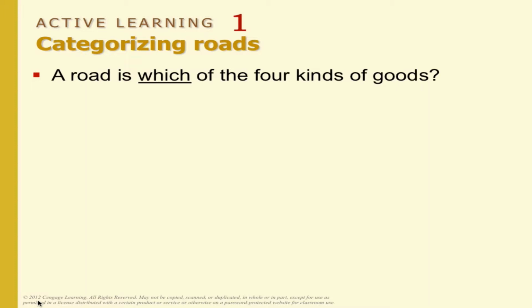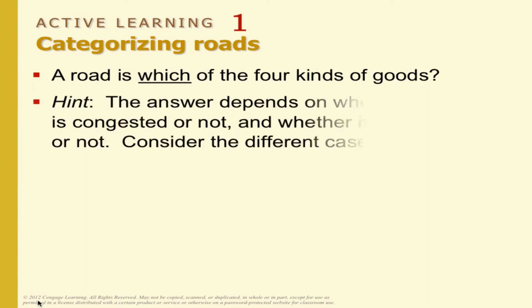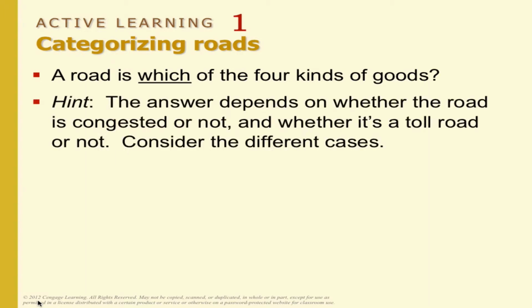Categorizing roads. Which one of those four kinds of goods is a road? Is it a public good? Zach says a road is a public good. Kyle says a road is a common resource. The answer is it depends. It is an answer. It depends on whether or not the road is congested or whether or not it's a toll road.